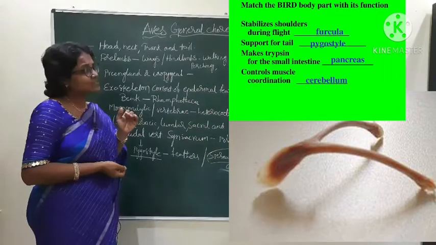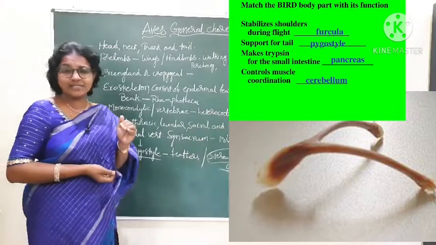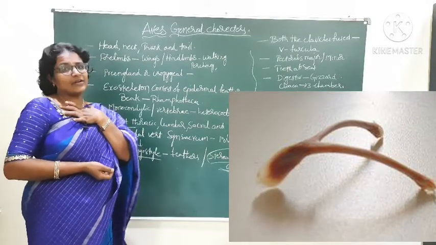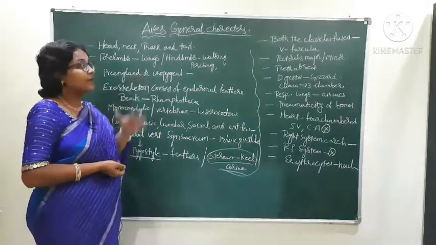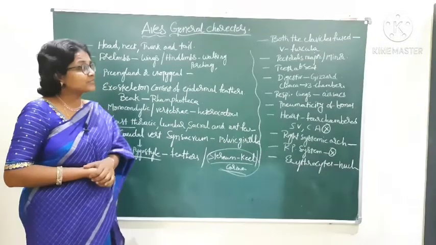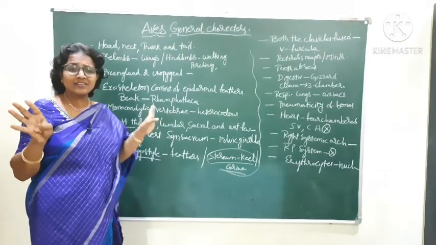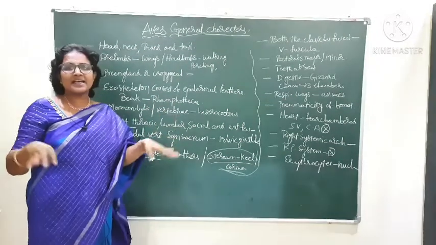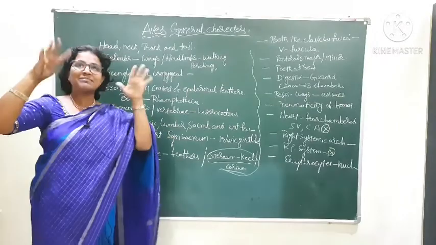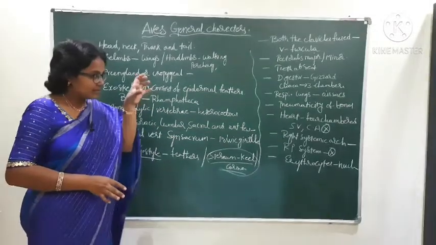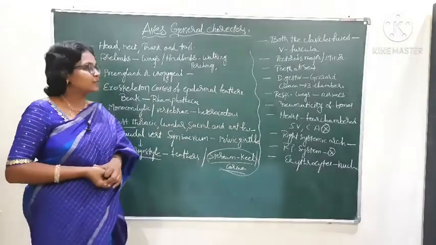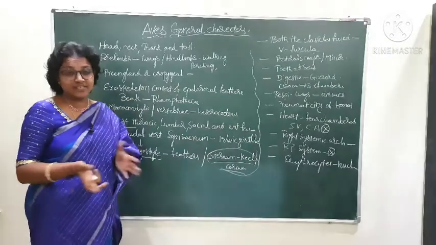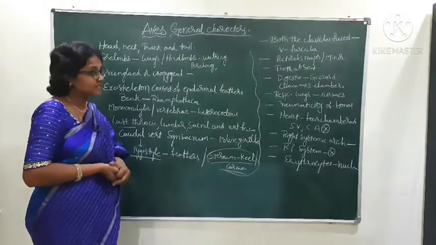The clavicles are present along with the coracoid, the clavicle. So these are all present in the pectoral girdle. Pectoralis major and minor are useful for giving the support to the flight muscles. These muscles are useful for birds when they move down and when they go upward. Teeth are absent actually in the extant birds, the living birds.